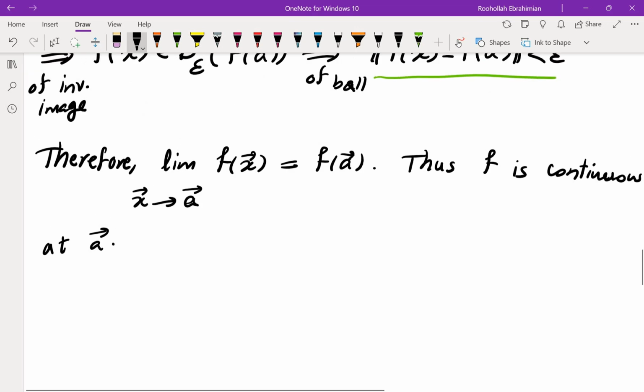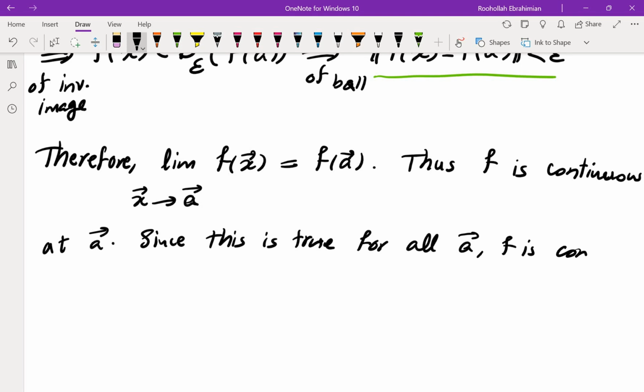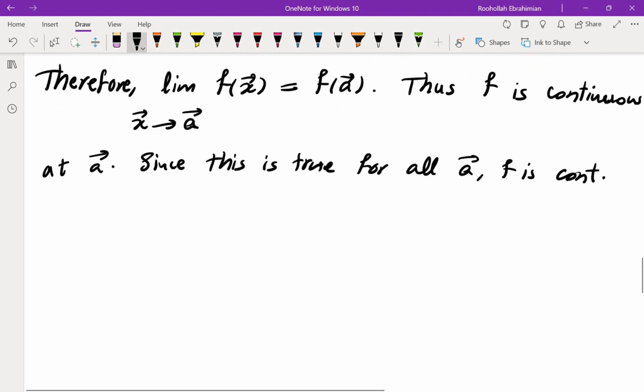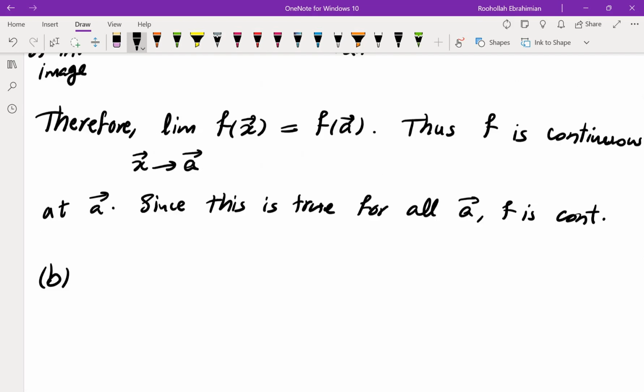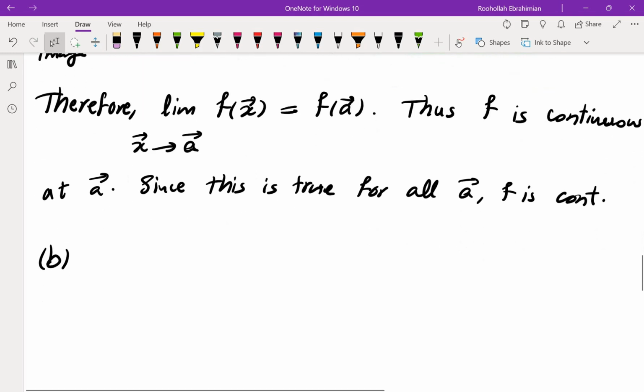But this continuity is true for every a, since this is true for all a, f is continuous on its domain. So what we showed is that a function is continuous if and only if the pre-image or inverse image of every open set is open. Now we will have to do the exact same thing for closed sets, but that's not very difficult.